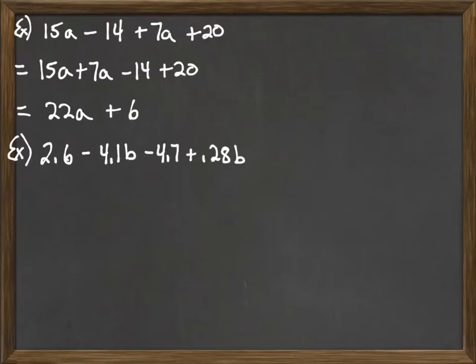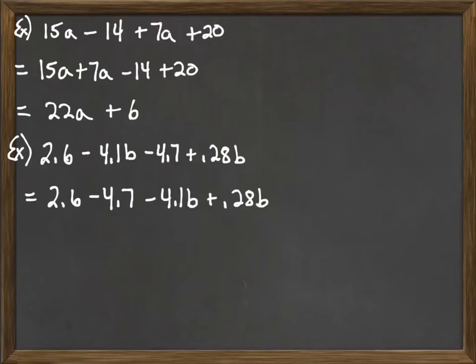This next example brings some decimals into play. Now nothing changes except we're working with these nasty decimals. But we're once again going to put our number terms together and variable terms together. So I'm going to start off 2.6, and I'm going to bring the other number term over, the 4.7. Since it has a minus, I'm going to keep that. And then I'm going to write down negative 4.1b plus 0.28.